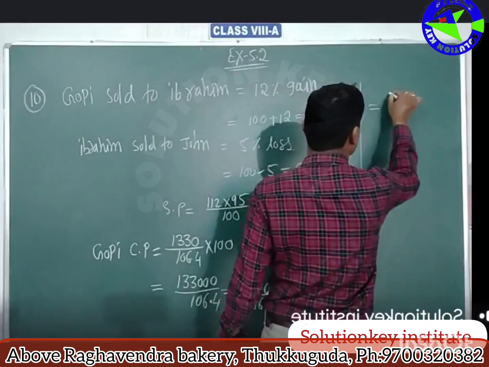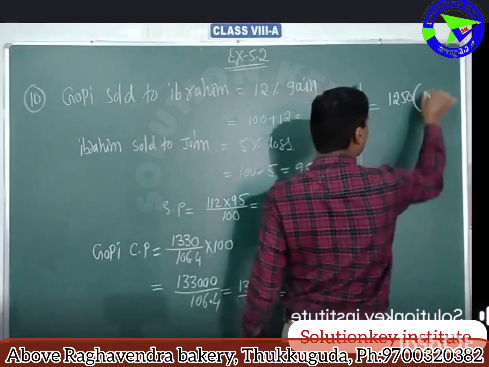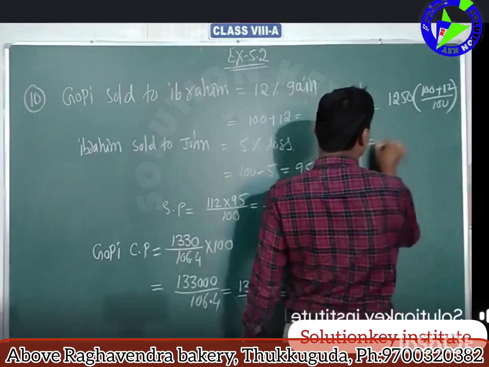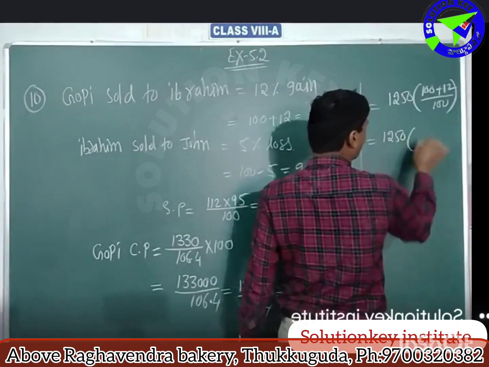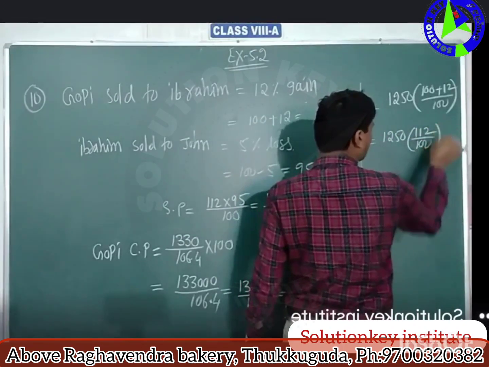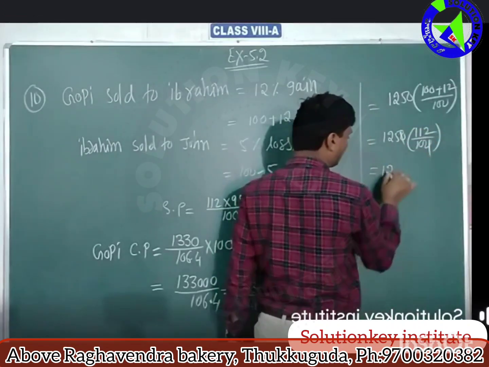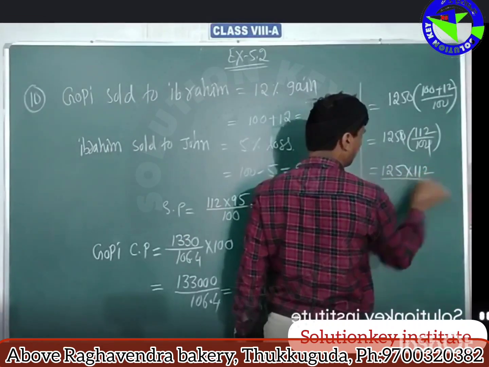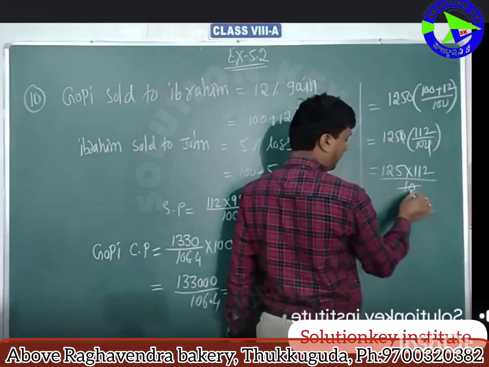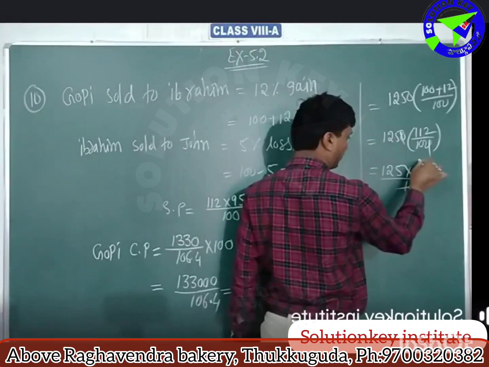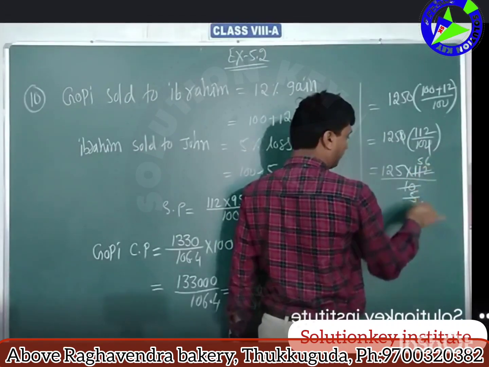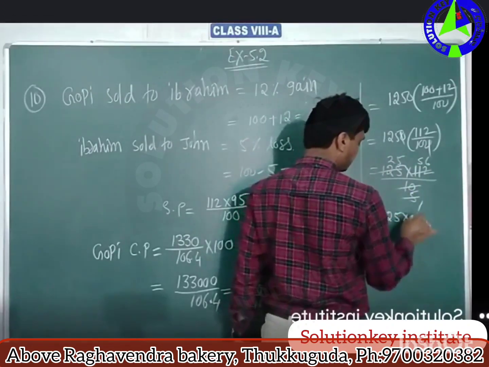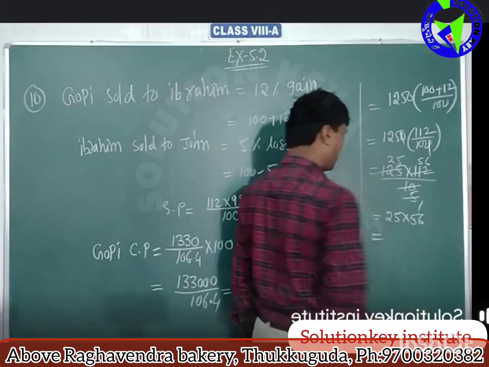It comes to 1250 rupees. 1250 into 12%, that is 100 plus 12 by 100. So 1250 into 112 by 100, zero cancel, it is 125 into 112 by 10. So 5 times 2 is 10, 2 times 6 is 12, 5 times 1 is 5, 2 is 5, 5 is 25. So 25 into 56. Multiply and say the answer.